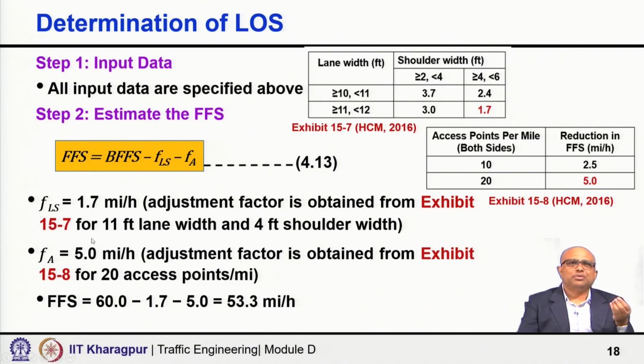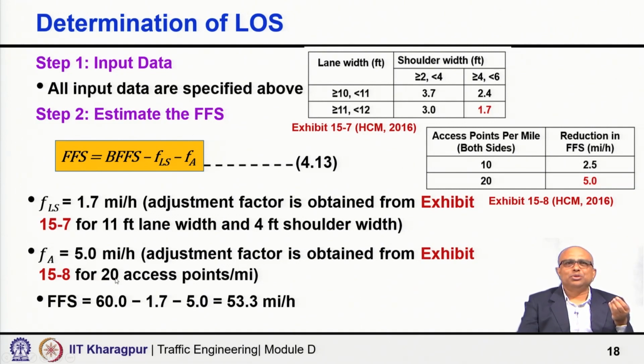Now, this BFFS value is 60. What we need to calculate is FFS, so we straightaway go to Exhibit 15.7, where we know the lane width and shoulder width. Lane width is 11 feet and shoulder width is 4 feet. So, we know that the speed reduction is 1.7.